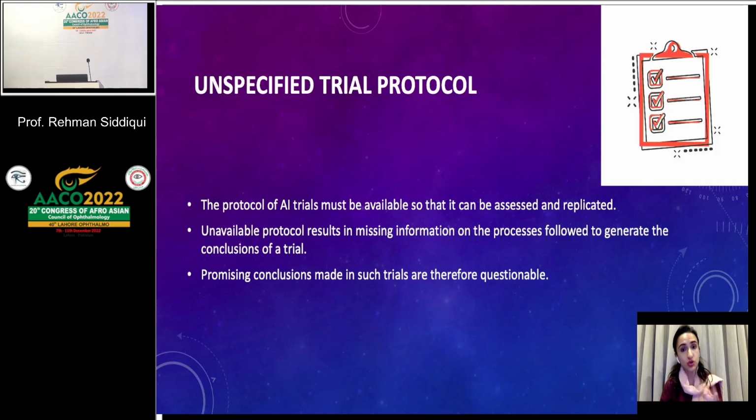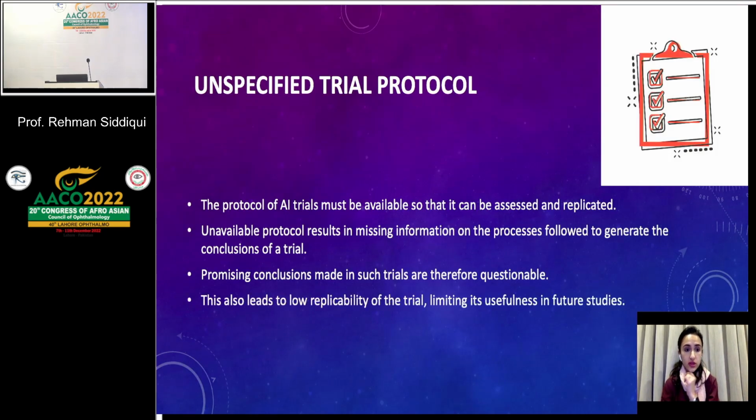The reader needs to know, and the author. It is the author's responsibility to clearly state how this trial was followed. As I mentioned, this will lead to low replicability of the trial, and then its usefulness in future studies can be questionable. So a lot of AI studies did not report trials adequately.